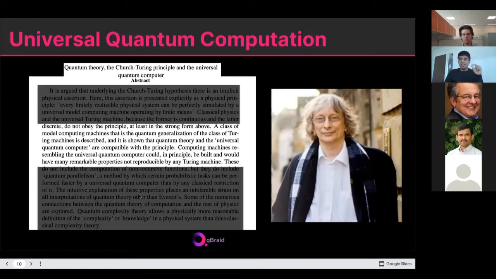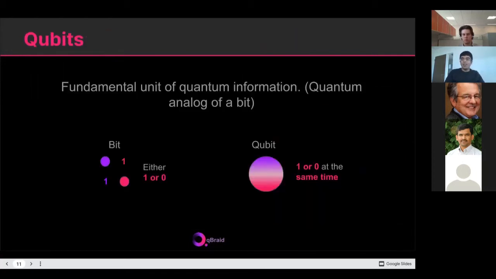Qubit, even the word qubit came much later, I think sometime in the 90s, right? And now let's move on to a little bit of an overview of quantum computing.